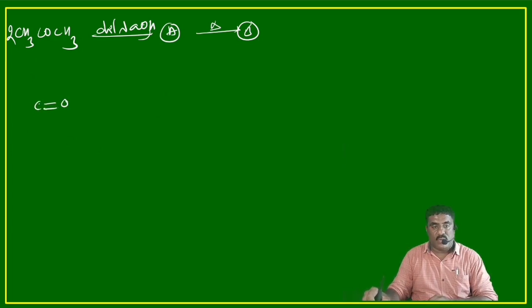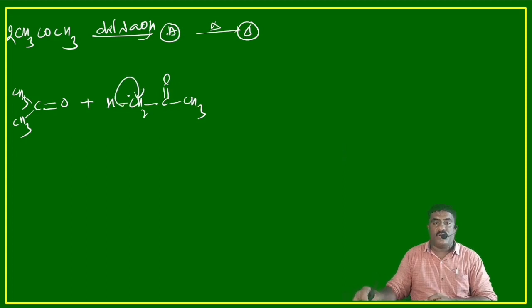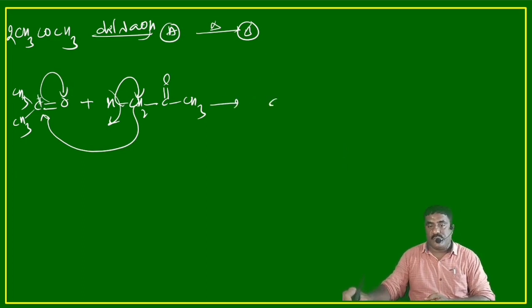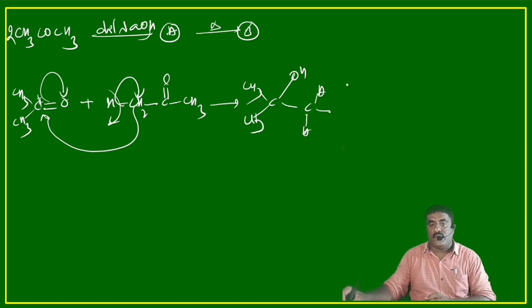For example, C double bond O CH3, it is a ketone. Another ketone I am writing like this, H CH2 C double bond O CH3. This bond is shifted here. H plus is released to generate the carbanion. This carbanion attacks this positive charge. It forms CH3 OH, CH, CH and COCH3, COCH3. When it is heated, what happened?